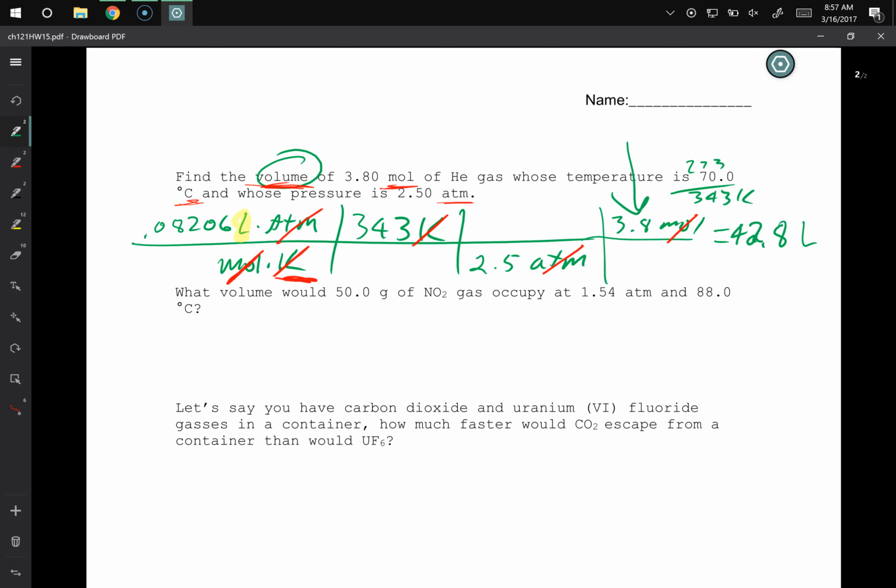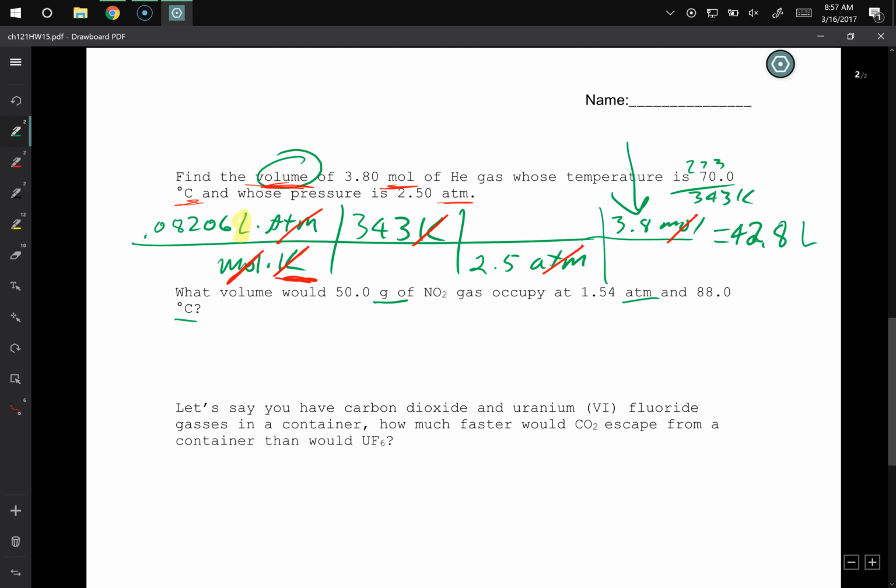If I was asking for moles, yeah. What would 50 grams of NO2 gas at? Okay, so this problem I've got grams, which I can convert into what? Moles. And I've got a pressure and I've got a temperature. So this is another ideal gas law problem, and it's asking me about a volume again.